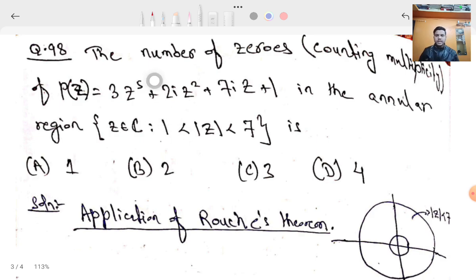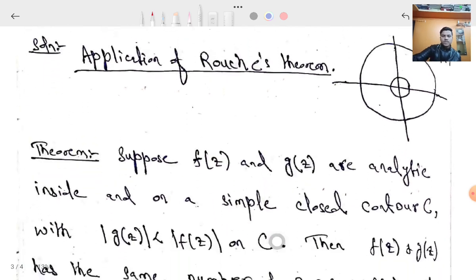Now, question number 98. The number of zeros, counting multiplicity, of p(z) = 3z^5 + 2iz^2 + 7iz + 1 in the annular region z belongs to C such that 1 < |z| < 7 is. So this is nothing but the application of Rouche's theorem. So what is the theorem?